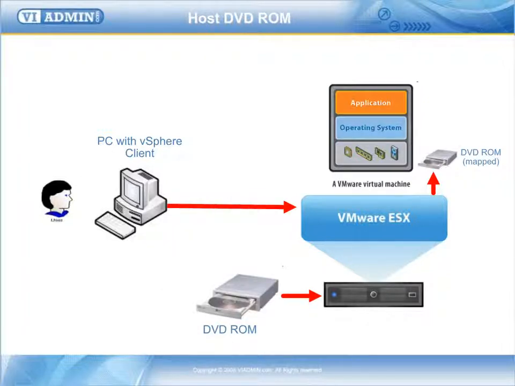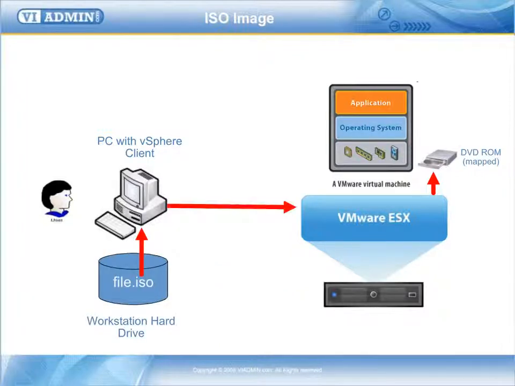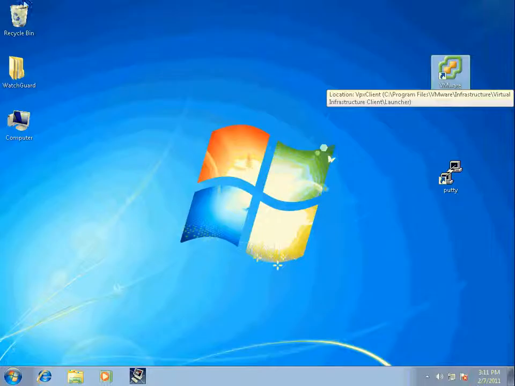The second one is to use the host device option, which could be useful if you have a physical DVD ROM in your ESX host. You can insert the DVD install media into the ESX host DVD ROM and use that device to install the OS. The third option, called Data Store ISO, is when you use an ISO file that is already uploaded on the ESX Server local hard drive or a shared storage SAN. The last option is to use an ISO image located on your local workstation hard disk.